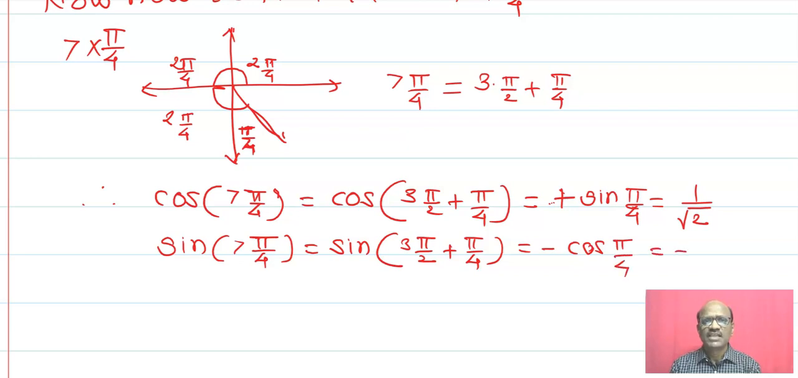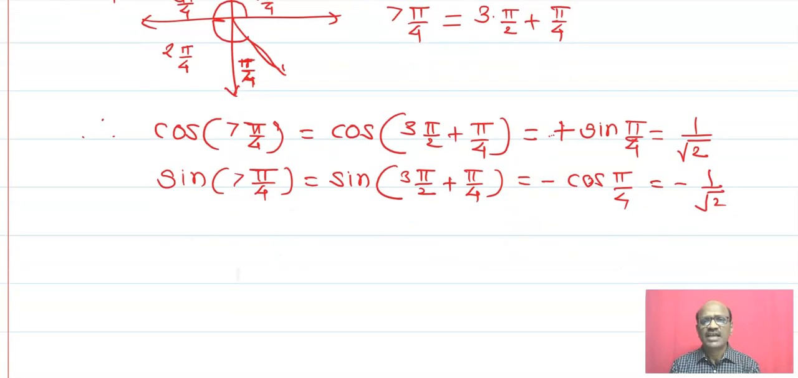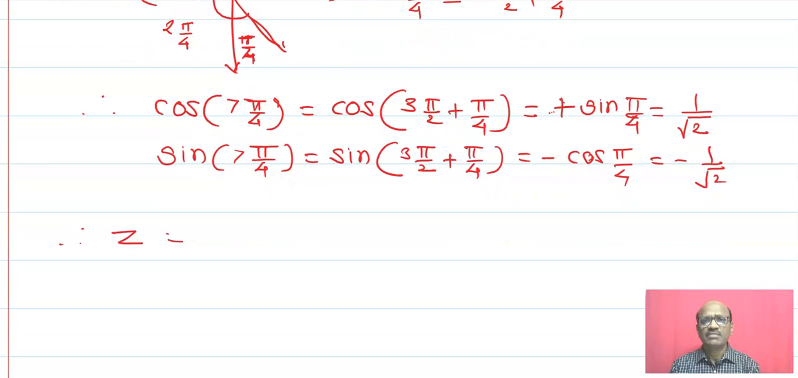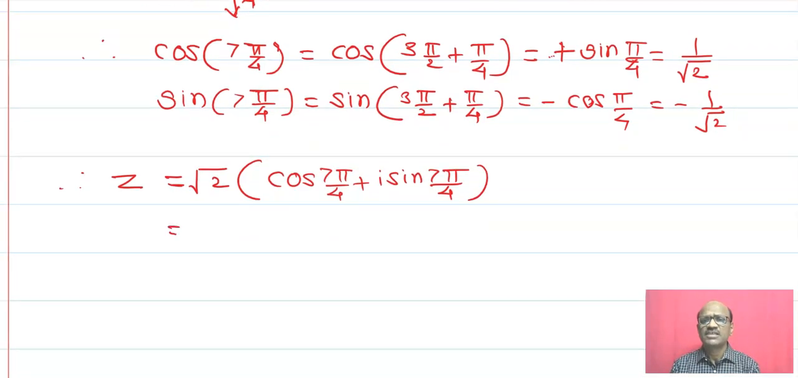Now see this. Sine of 7 pi by 4 is, again, sine of 3 pi by 2 plus pi by 4. Now sine is negative in the fourth quadrant. Therefore, I wrote the minus sign. And whenever there is pi by 2 plus theta, the function changes, sine becomes cos. That is minus cos of pi by 4, and the value is minus 1 by root 2.